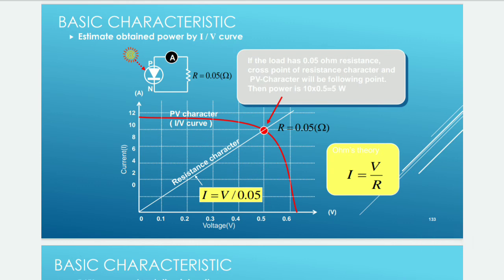If the load has 0.05 ohm resistance, the cross point of the resistance characteristic and the PV characteristic will be followed, and then the power is 5 watt.